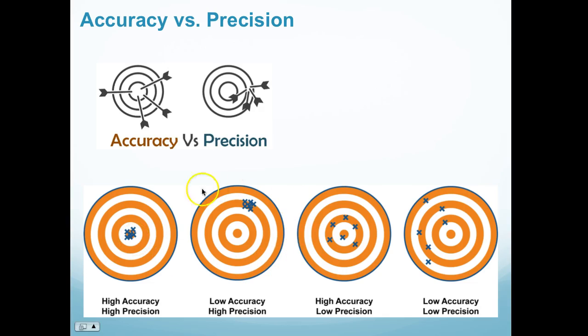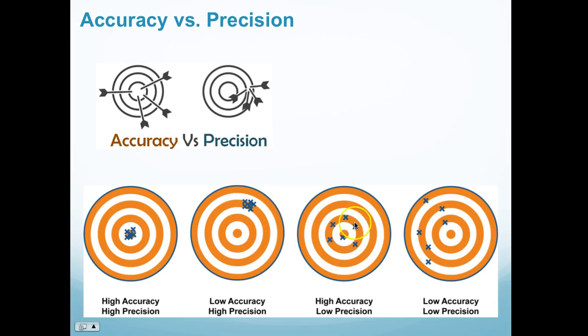If I look at the next bullseye, I'm not hitting the center of the target. So I have low accuracy. I'm not actually hitting where I want. But notice that all of my hits are in the same general area. So it's similar to the example we saw above. In this case, I do have very high precision.